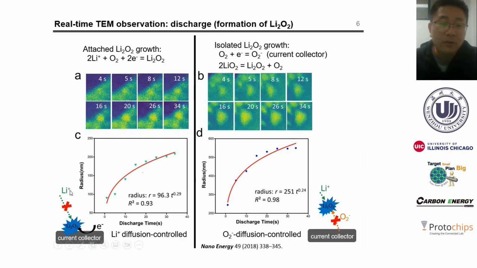On the current collector surface, the only ionic species present is the lithium ions diffusing from the electrolyte to the surface of the current collector. So we believe this is the limiting factor for this reaction. For the second case, where the particles grow isolated within the electrolyte, the only ionic species we could imagine is the superoxygen ion, diffusing from the current collector to the particle within the electrolyte. So the diffusion of these superoxygen ions limits the overall reaction kinetics.